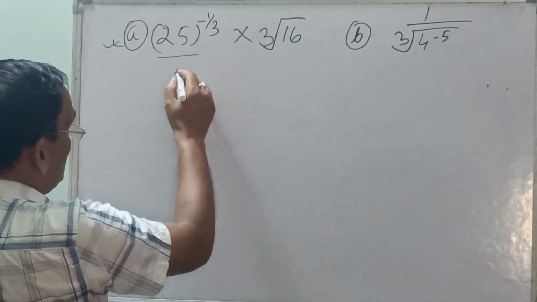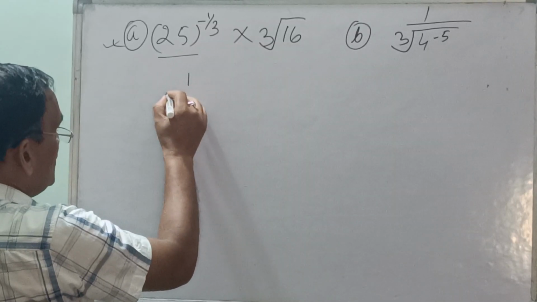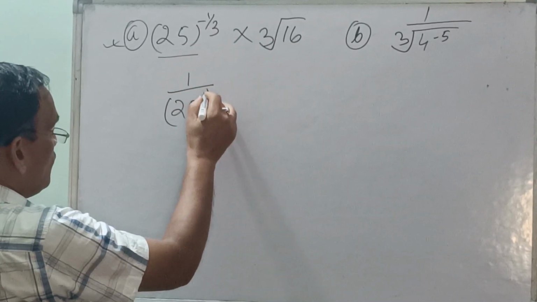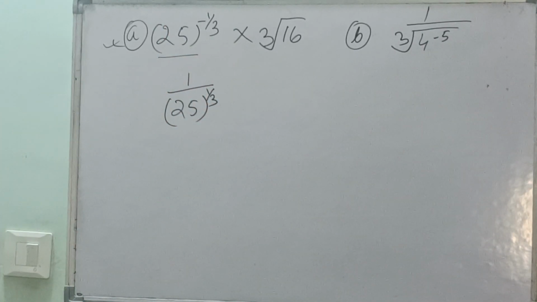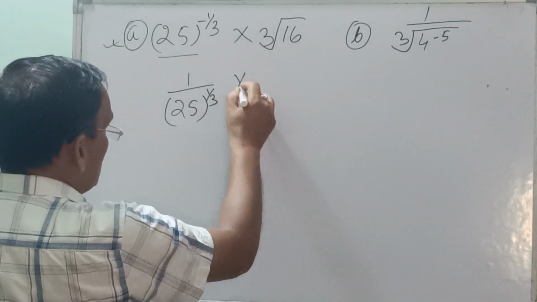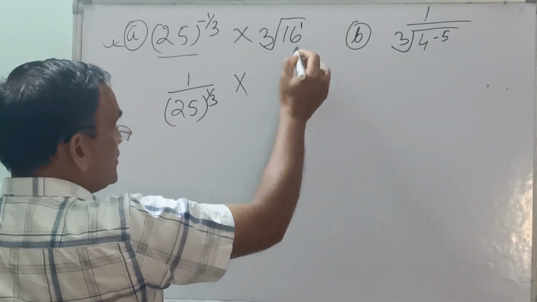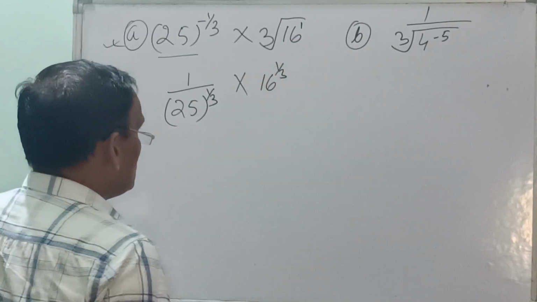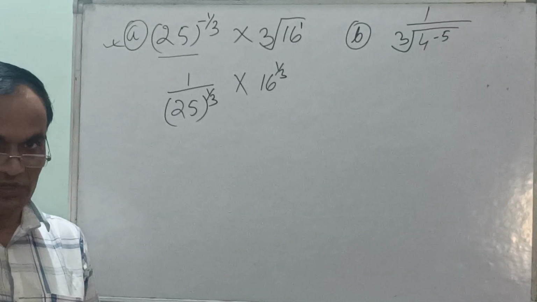So 25 to the power minus 1 upon 3. What can you write? 1 upon 25 to the power 1 upon 3. The minus sign changes into plus sign. Getting my point? Good. Next, what can we write? You know 1 is present here, so 16 to the power 1 upon 3. Now the root is removed.